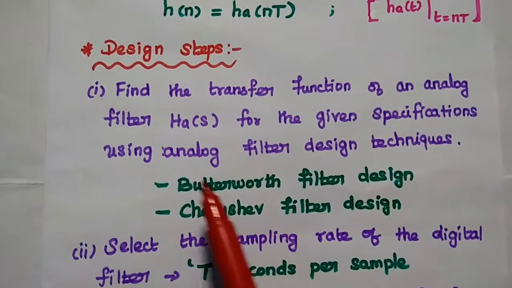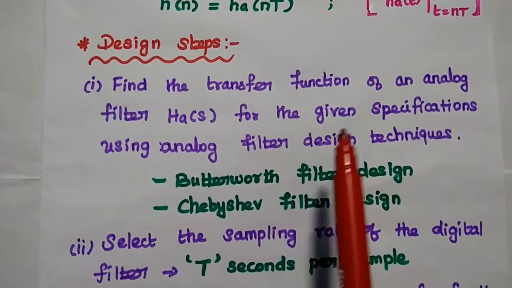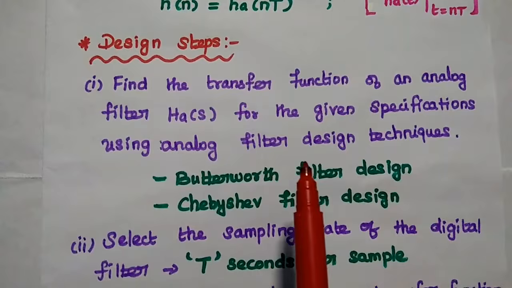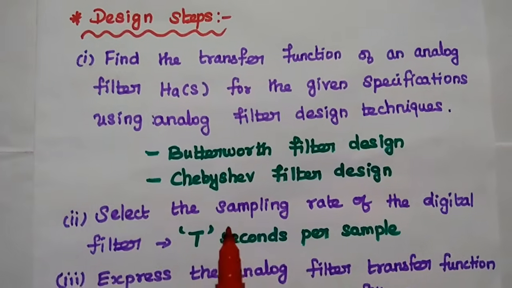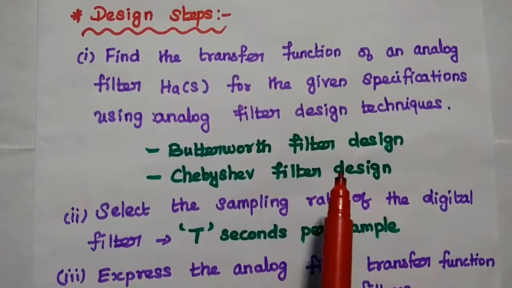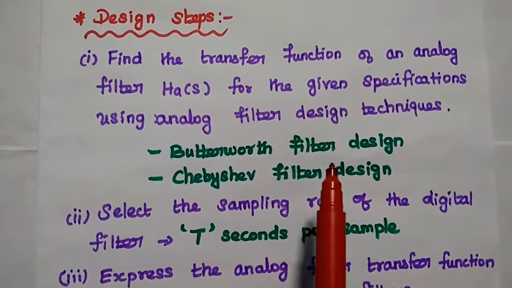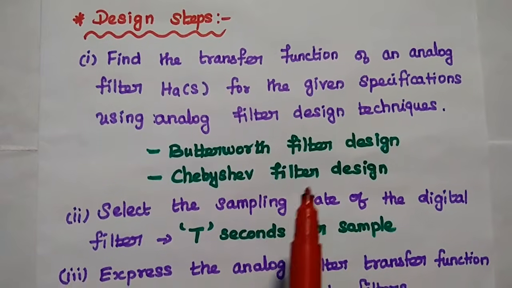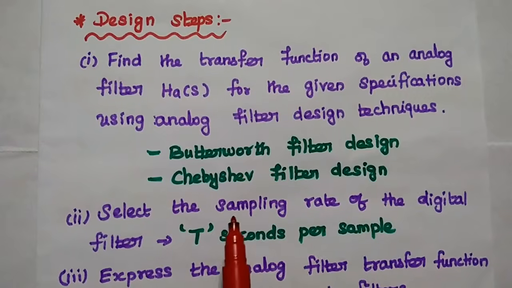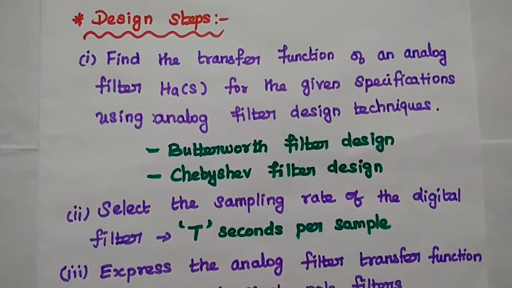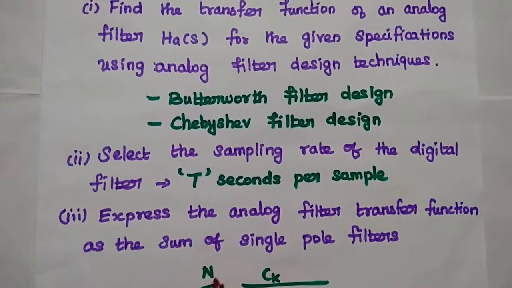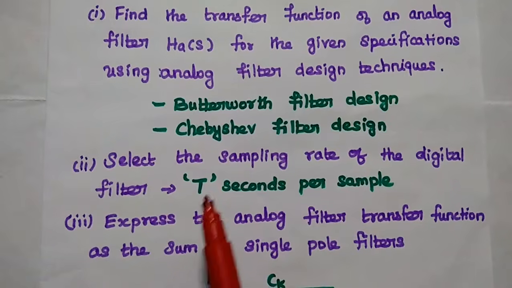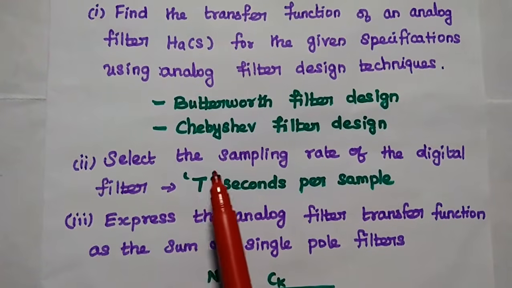invariance method. The first step is to find the transfer function of an analog filter for the given specifications using analog filter design techniques. Here we can use either Butterworth filter design or Chebyshev filter design. We have already discussed Butterworth filter design and Chebyshev filter design in the previous lecture videos. You can refer to those videos for further clarification. So the second step is to select the sampling rate of the digital filter. Here T represents the sampling interval.